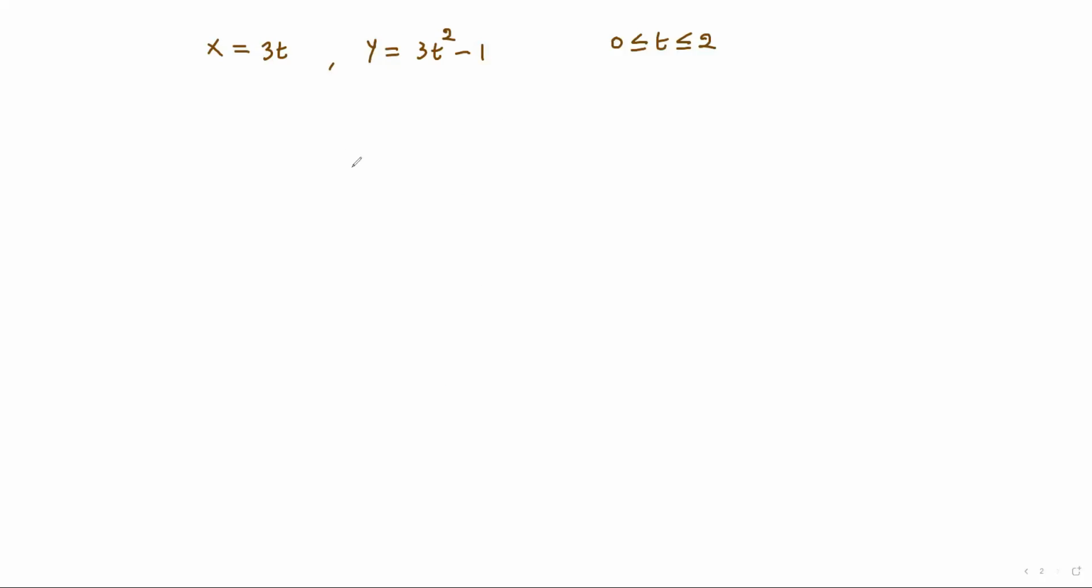Okay, now let's look at another example. We have parametric equations x is equal to 3t, y is equal to 3t squared minus 1, and we have the interval for the values of t, that is 0 less than or equal to t less than or equal to 2. So the same thing: average rate of change for x of t, average rate of change for y of t, and the slope.